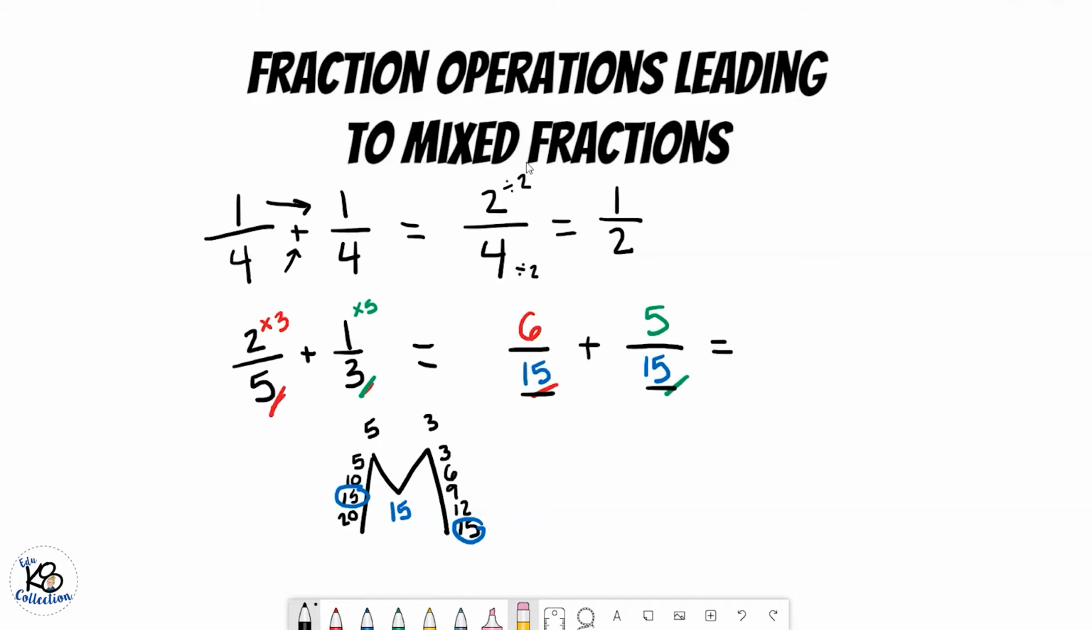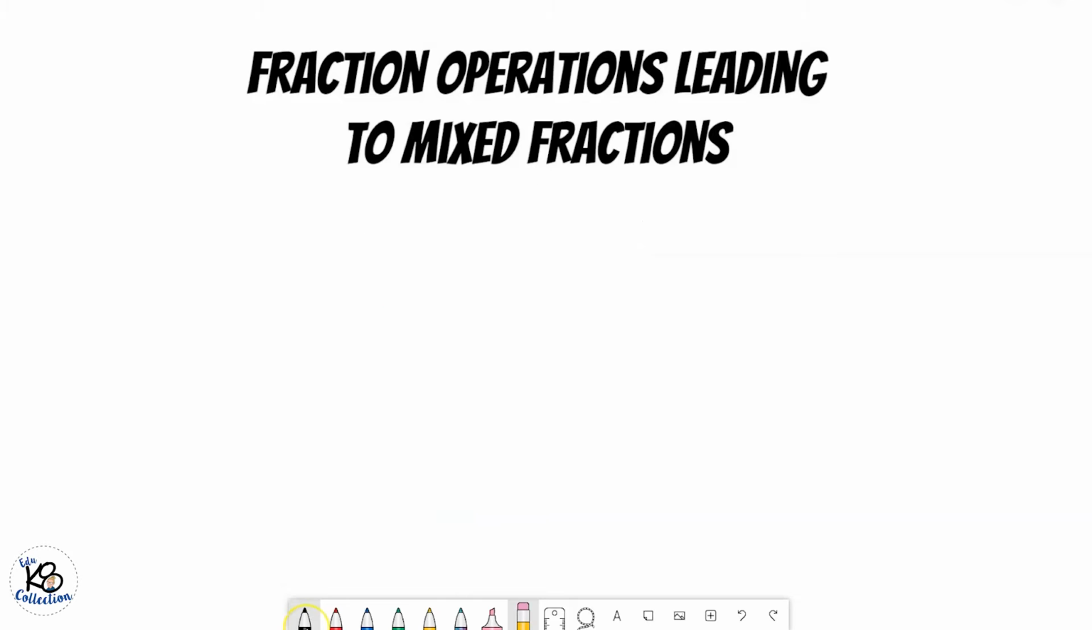So I can follow the rules like we did up here, where I'm keeping the denominator, 15, and I'm simply adding the numerators. 6 plus 5 is 11, and that cannot be simplified. In both of those previous examples, my answer came out to a simple fraction.